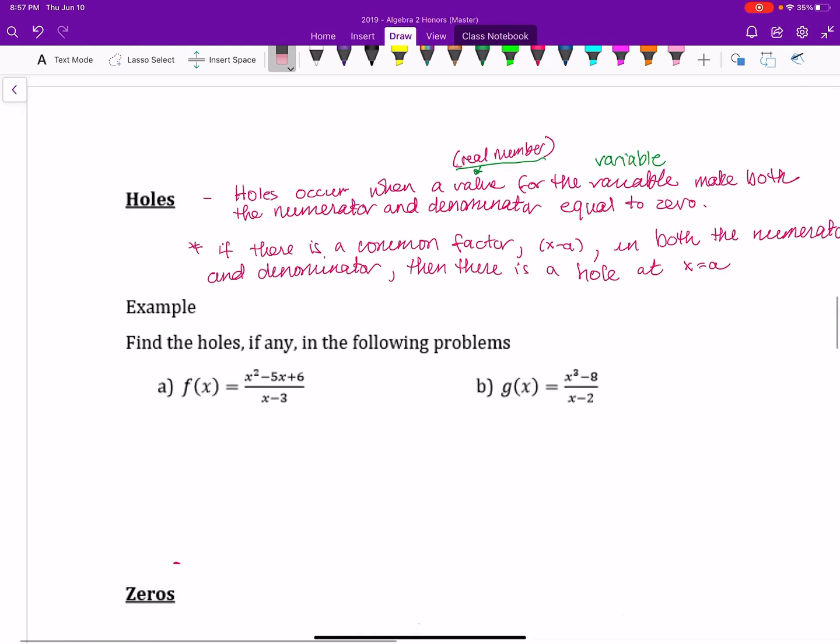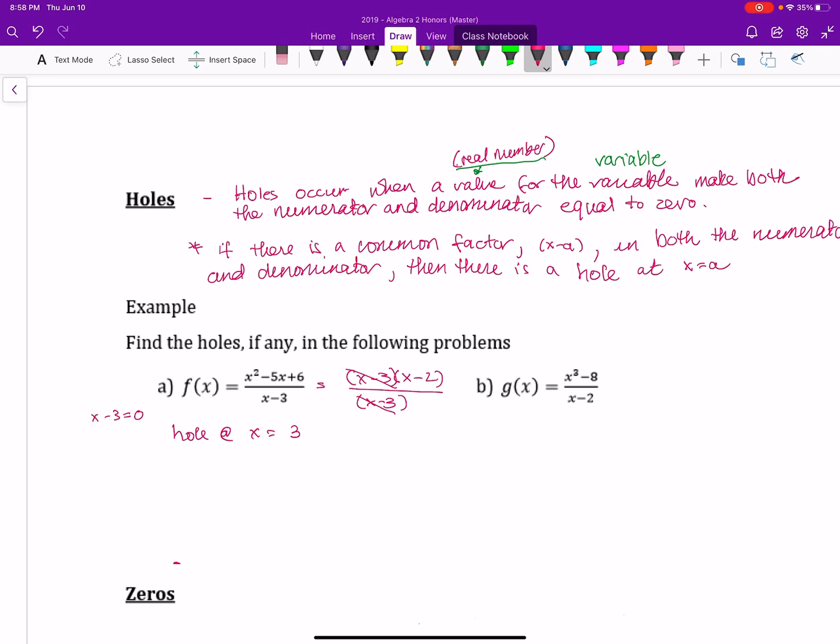So let's try that. It says find the hole, if any, of the following problem. The way I check if something has a hole is I'm going to factor. So the numerator is going to be x minus 3, x minus 2, over x minus 3. Oh yeah, we have a common factor. That means there's going to be a hole at x is equal to 3, because I take the common factor x minus 3 and set it equal to 0. That's where the hole is.